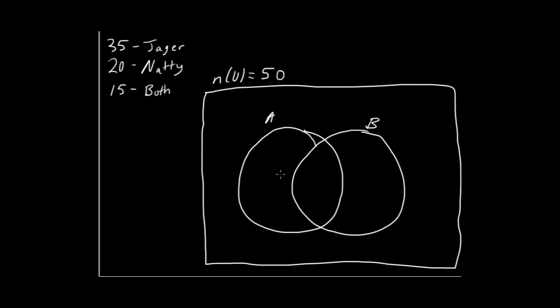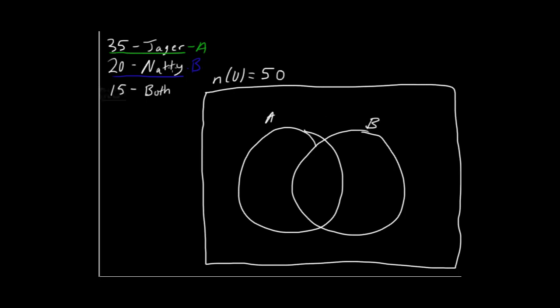So here we have our universal set, which is the rectangle. Then we have the number of elements in the universal set, which is 50, the number of students at the party. There are 50 students at the party. And then we have sets A and B, okay? I'm going to make set A Jägermeister. And I'm going to make set B the number of students drinking Natty.